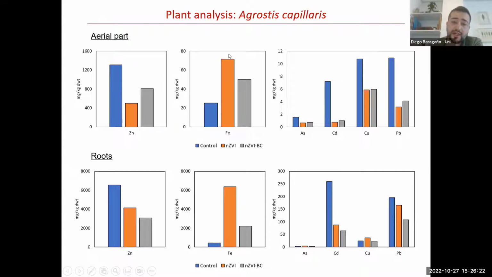And we were worried about the iron. So we observed the iron increase in the aerial part, which could be related to the uptake of the nanoiron, but it was a bit decreased in the case of the nanocomposite. So it looks like the nanocomposite retained the nanoiron in the pores of the carbonaceous material. So it's decreasing this negative effect.